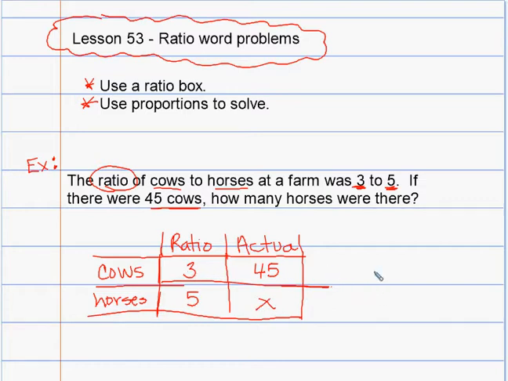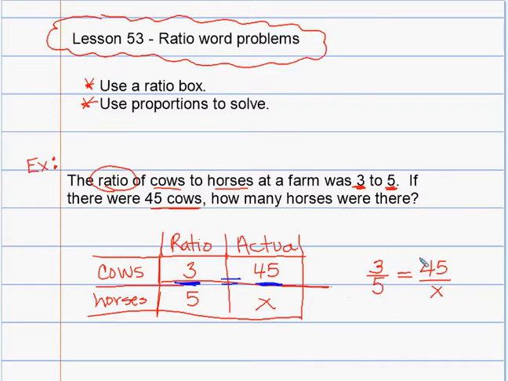This becomes a proportion. 3/5 equals 45 over x. Okay, so do you see what I did there? I just took this information and I put a fraction bar here and a fraction bar here, and I said these are equal.